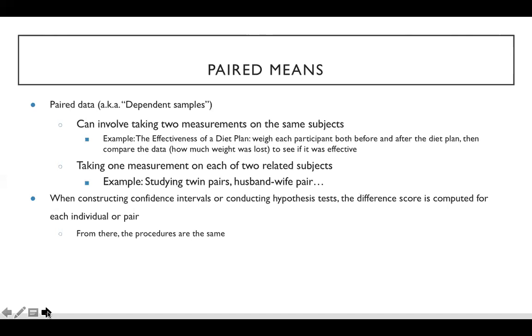And another way you can collect paired data is if you take 1 measurement on each of 2 related subjects. So here you're just taking 1 measurement on 2 related subjects, instead of taking 2 measurements on 1 subject. As long as the subjects are related to one another, so if you're studying twin pairs, husband and wife, brother and sister, any 2 subjects that are related to one another would work.